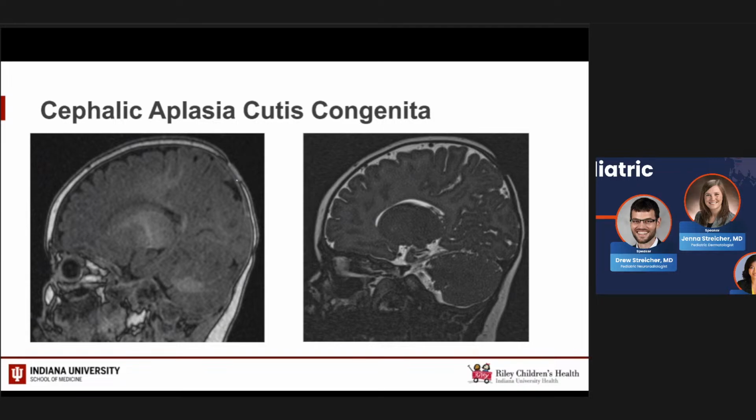Bone can always be a little tricky to visualize on MR, but you always want to remember that your inner and outer tables of the cortex are going to be nice and dark on both your T1 and T2 sequences. And then you want to see that T1 and T2 hyperintense fatty marrow. So we can see that T1 hypointensity of the bone that looks intact.